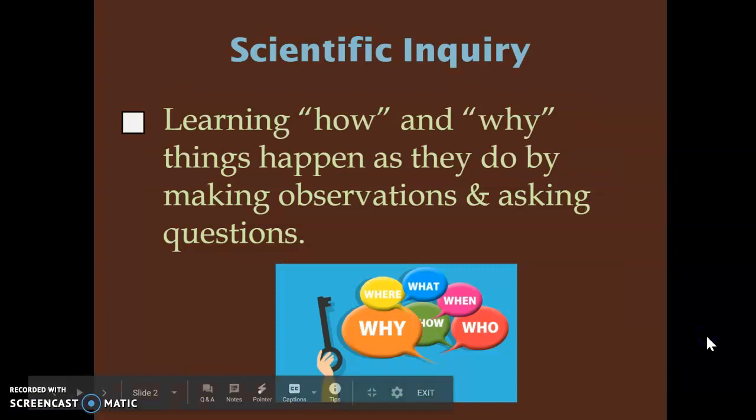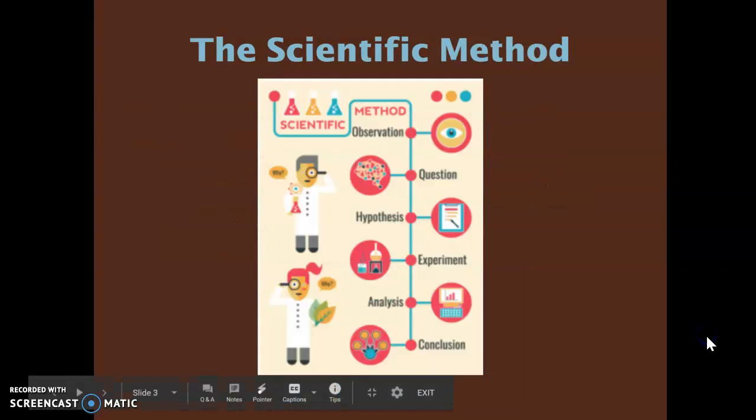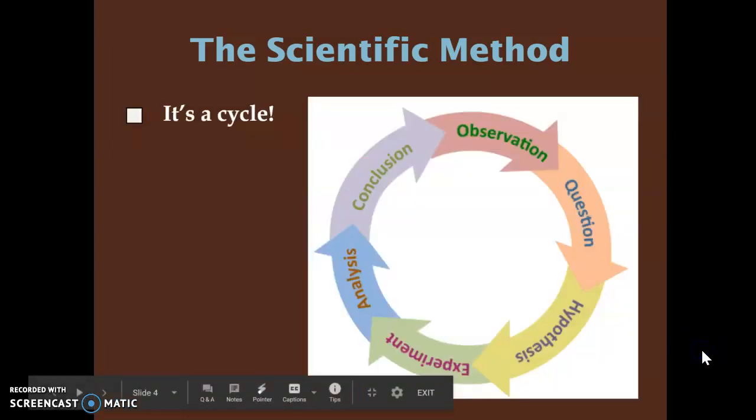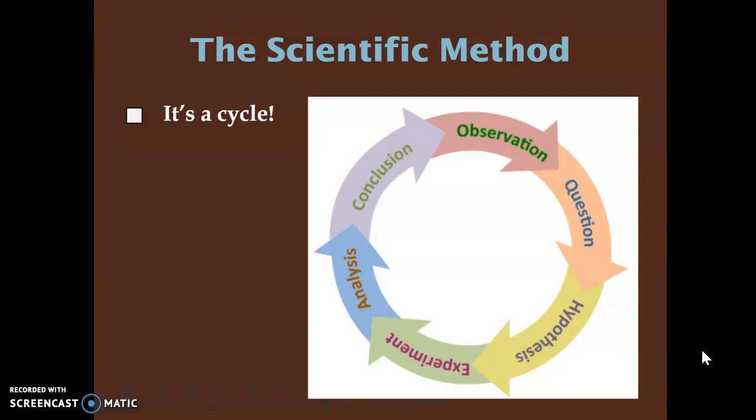This is where you observe the world around you and you start asking questions in order to figure out how it works. Making observations and asking questions about your environment are actually the first two steps of the scientific method. Now, in the past, you may have learned the scientific method is a linear process, one that has a beginning and an end. But actually, the most important feature of the scientific method is that it's a cycle, that the end brings you right back to the beginning.